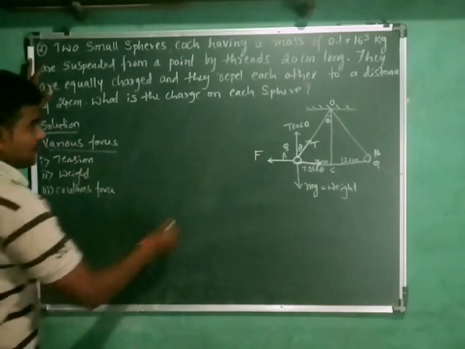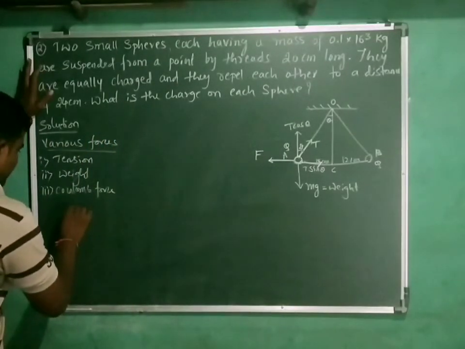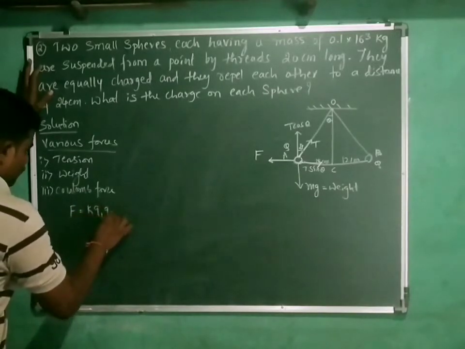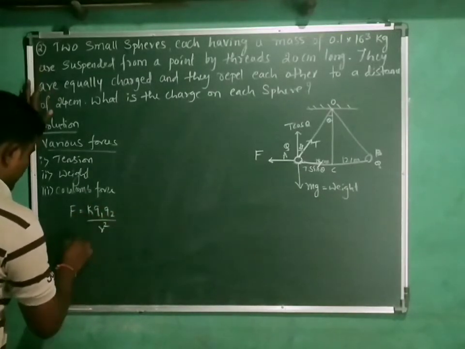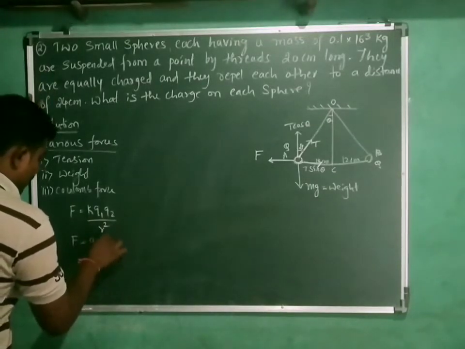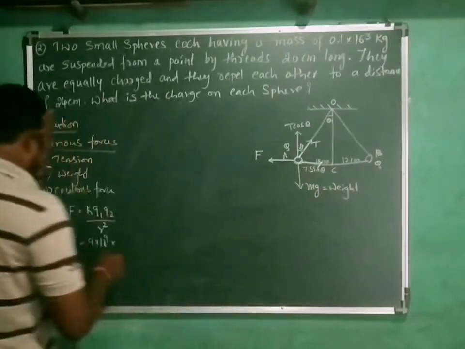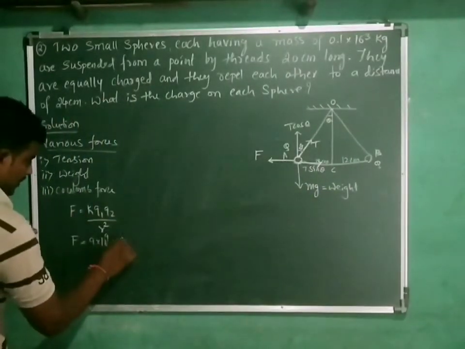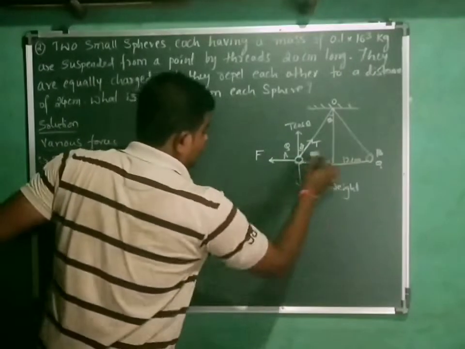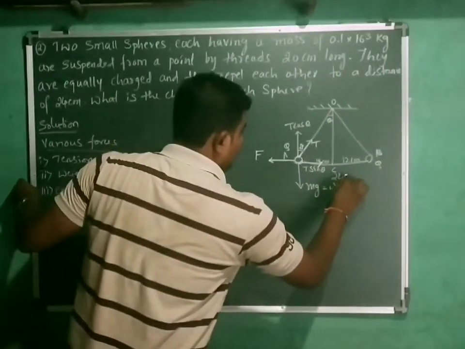Okay, so first we shall calculate the Coulomb force. That is F is equal to K Q1 Q2 divided by R square, where K is 9 into 10 to the power 9, and Q1 is Q, and Q2 is also Q, therefore it is Q into Q, which is Q square, divided by R square. R is the distance between the two charges, and the distance between the two charges is how much? 24 centimeter.